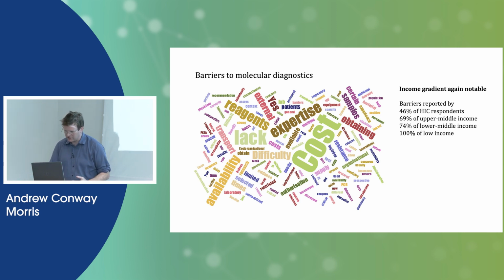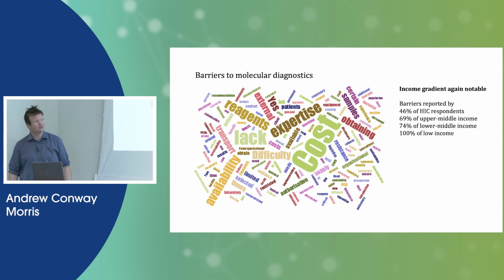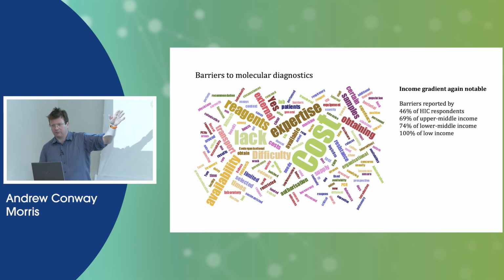So when you ask clinicians, what are the barriers to use? Well, there it is: cost, single biggest cause, availability of reagents, availability of expertise. And again, if you look at the barriers that are there, there's a strong income gradient. Just under 50% of those in high-income countries say there are barriers. Everyone who operates in a low-income country says there are barriers to the use of these.